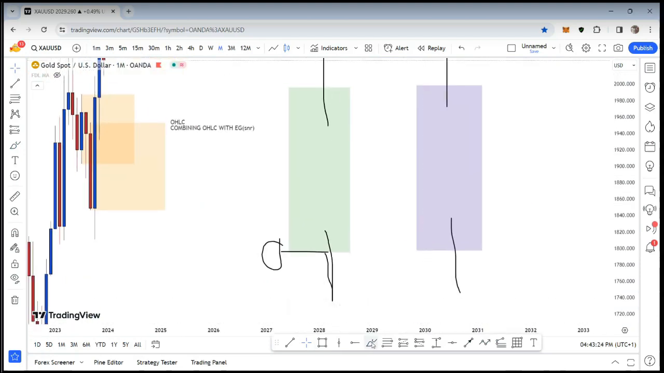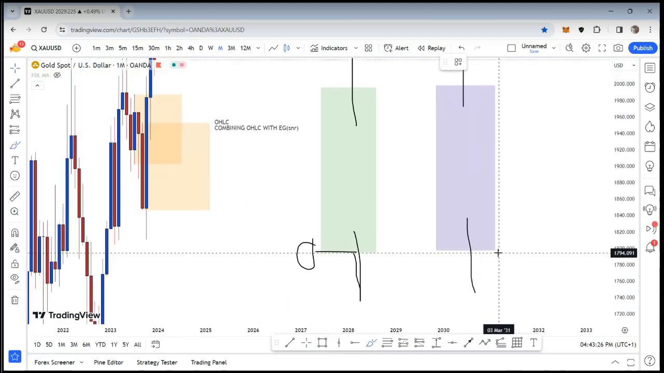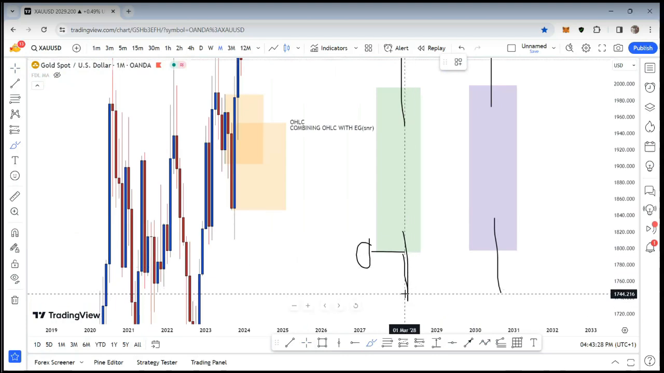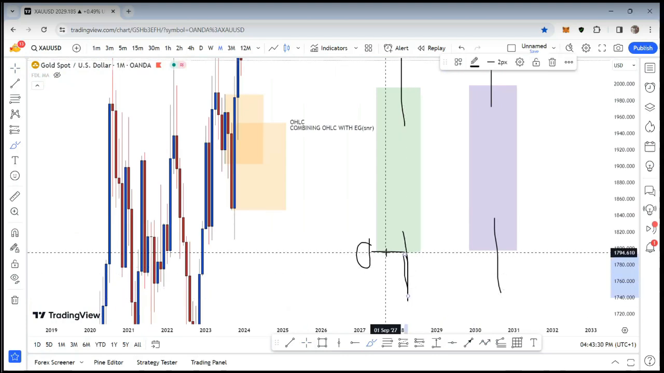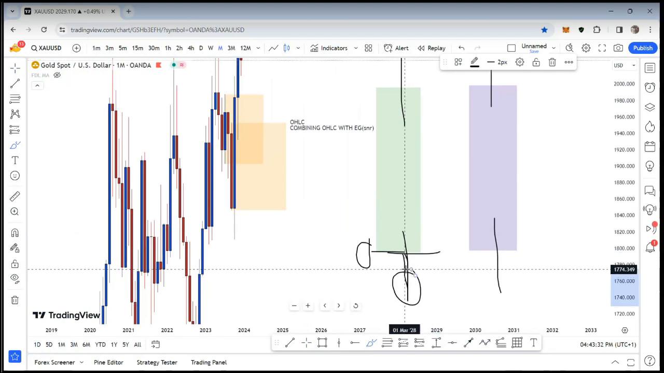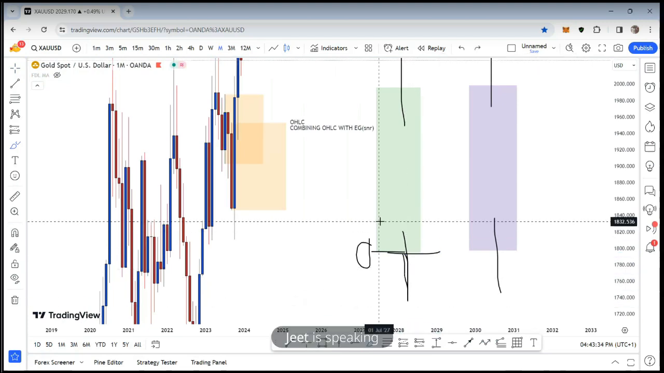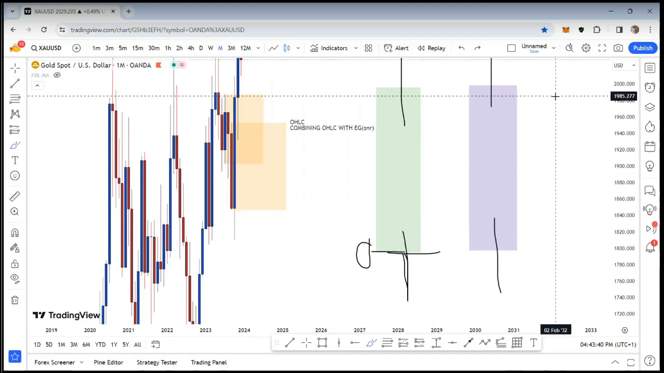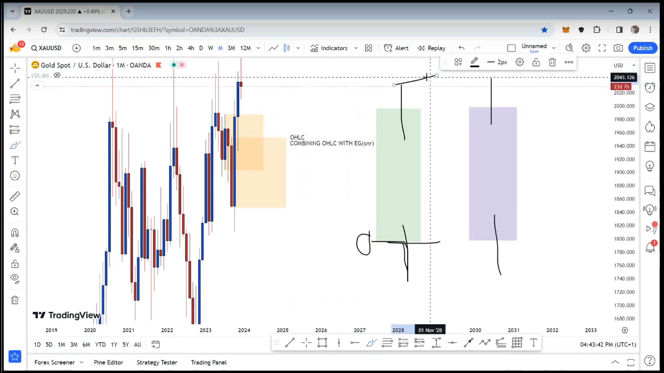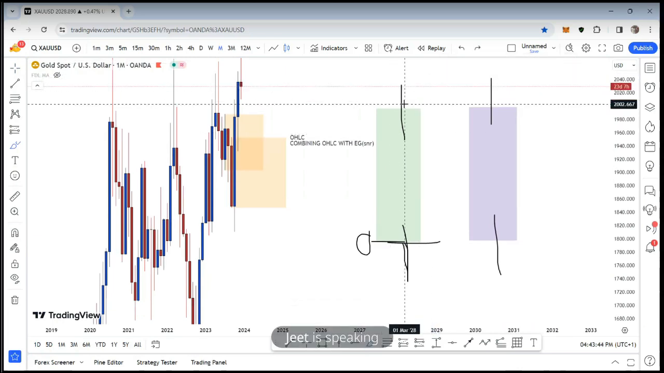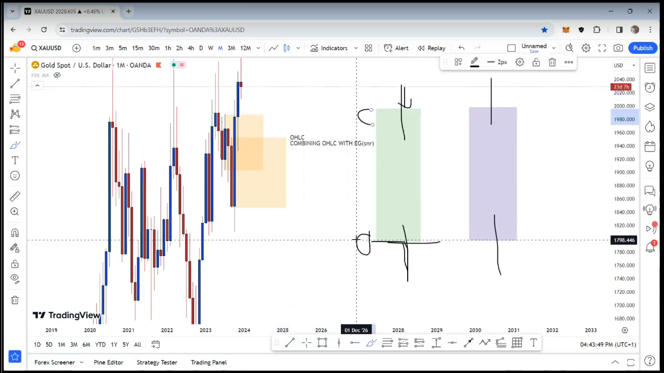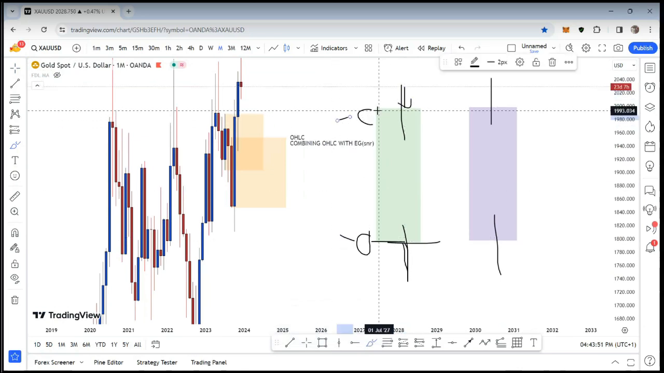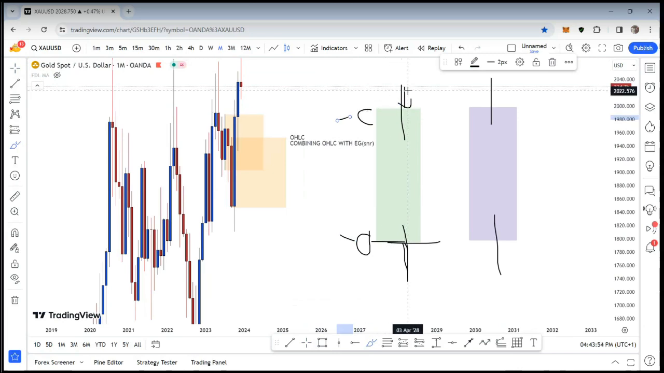Price came down as low as this point, retraced back up and left this wick. Am I correct? Yes. Now price went back up and this is the highest point it came. Am I correct? Yep. And then it retraced back and this is where it closed. This is the open, this is the close. Do you guys understand? Yes.